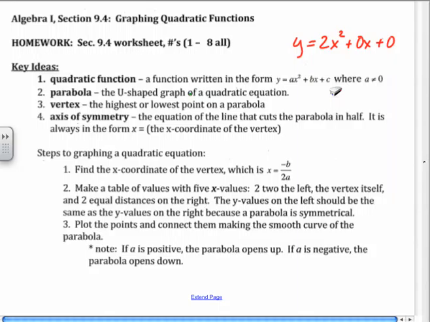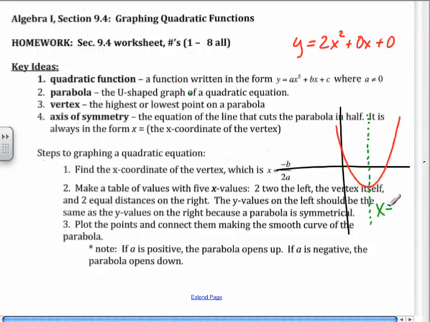Okay? And then the last term is the axis of symmetry. I'm just going to draw a little sketch of a parabola over here. Okay? If this were the parabola, right? A parabola is symmetrical. There's a line that cuts it directly in half, and that's called the axis of symmetry. And it's a vertical line. So we know its equation is going to be x equals something. Okay? This point is called the vertex. And it's going to have an x and a y. And the axis of symmetry is always x equals whatever the x coordinate is, whatever that number is.